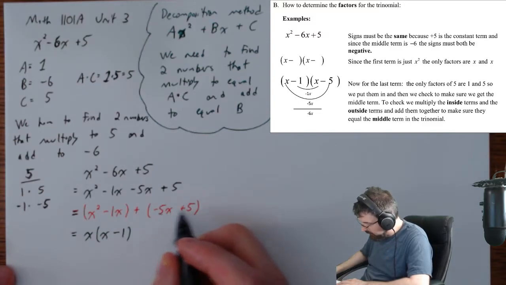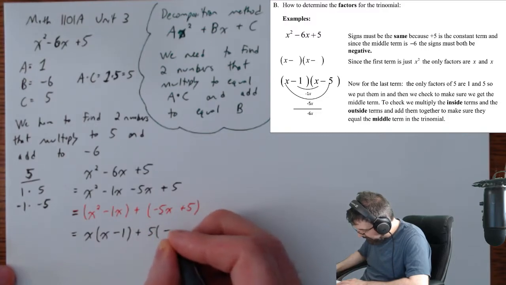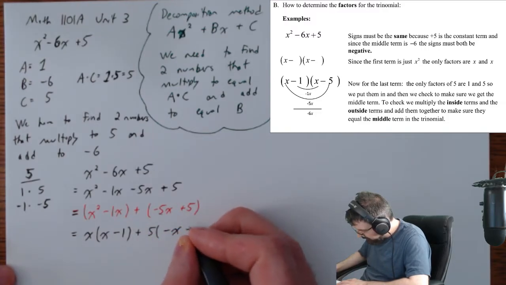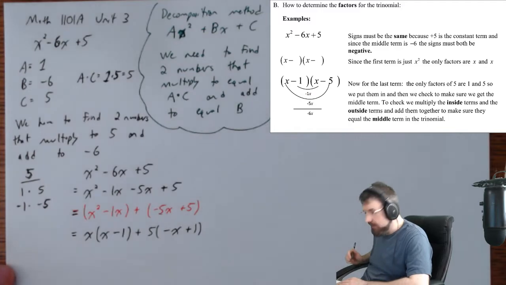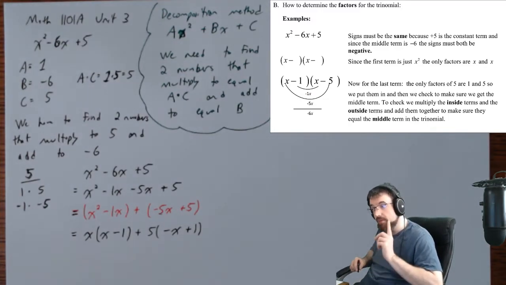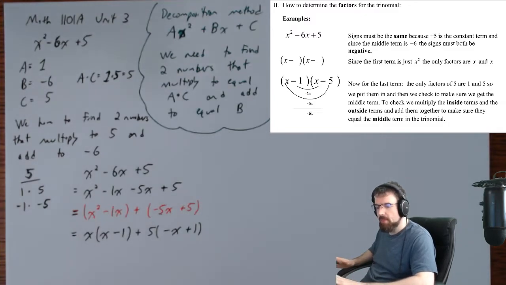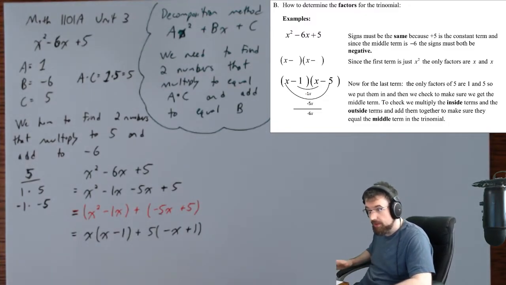So what I can do now is I can call this plus 5 outside of a negative x plus 1. Now here we have one extra step that we don't always have to do. What we're trying to do, if this can be factorized and if we've done everything correctly, is have what's in this bracket be the same as what's in this bracket. But here it's not, right?